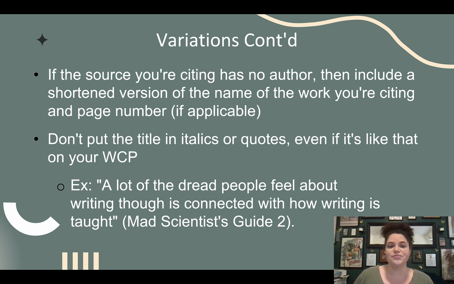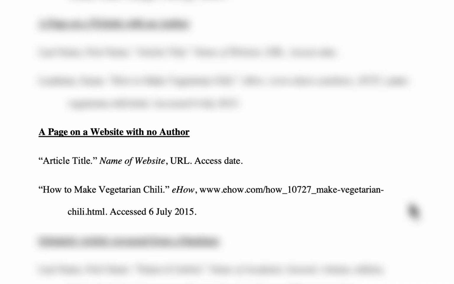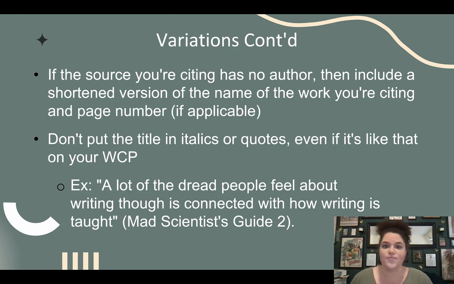All you have to do is put a shortened version of the name of the work you're citing and the page number. And when I say a shortened version, it just has to be enough that if your reader scrolled down to the last page of your essay and looked at your works cited page, they should be able to know what source you're talking about in that in-text citation. So in this example, we would use "how to make." That's what I would do. I would do "how to make" and then whatever page number the quote came from. That's what I would put in the in-text citation.